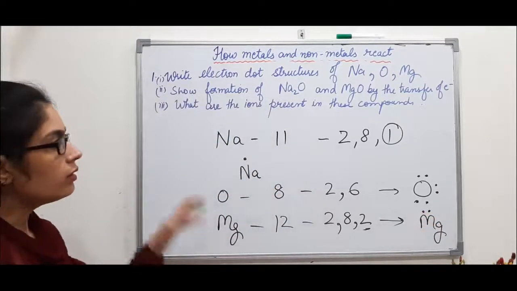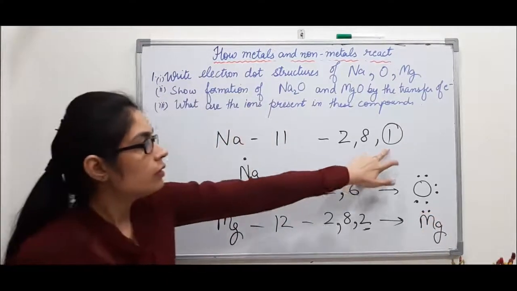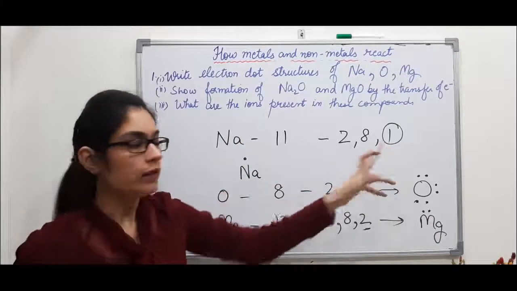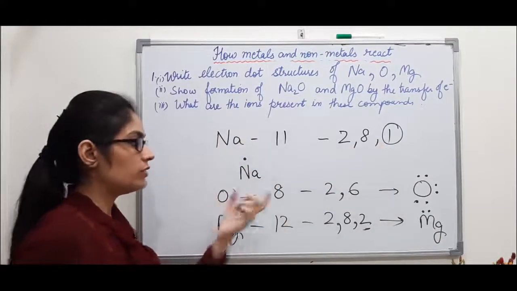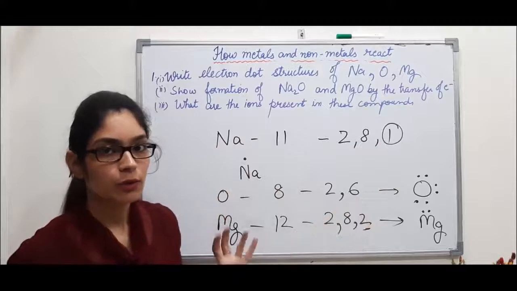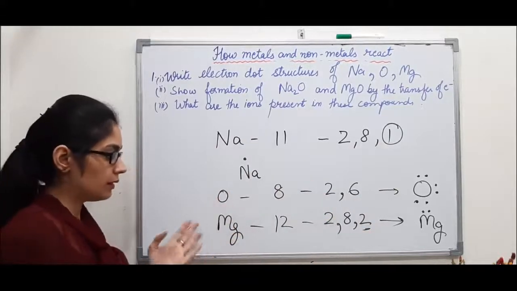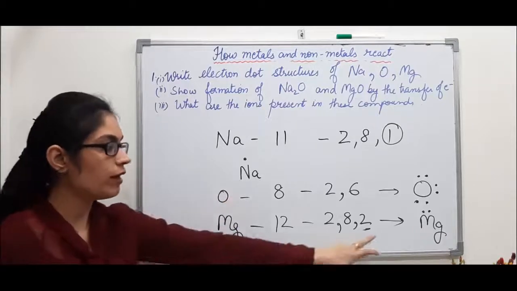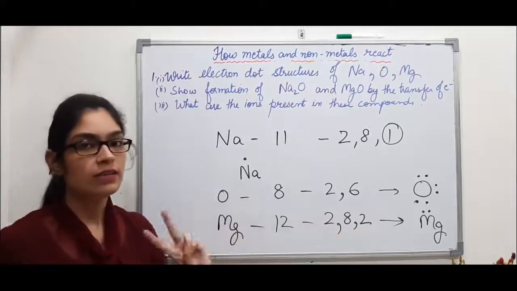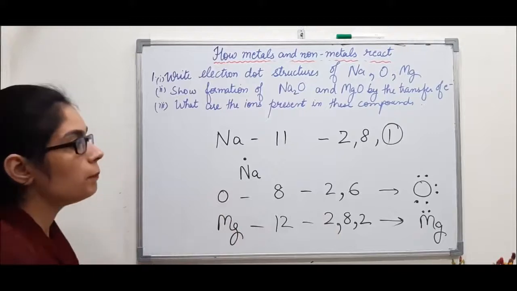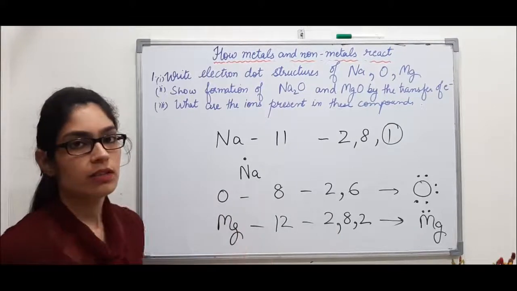So from here, like I have already told you, the number of electrons in outermost shell of sodium is 1, which means sodium is a metal. Oxygen, number of electrons in outermost shell is 6, which indicates oxygen is a non-metal. Same goes here also, number of electrons in outermost shell is 2, which means magnesium is a metal. So this is just additional information.